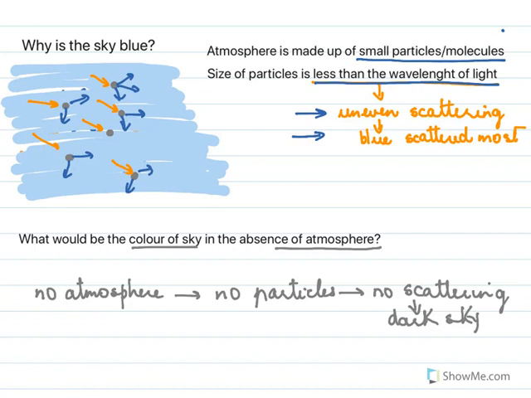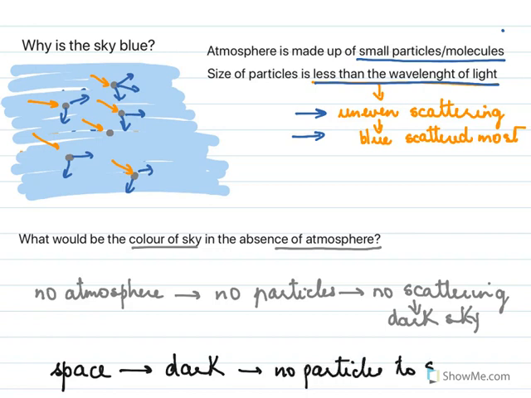In space, the sky appears dark because there are no particles to scatter light. You need to remember that there is more sunlight in space than in the atmosphere, but space appears dark because there are no particles to scatter light.